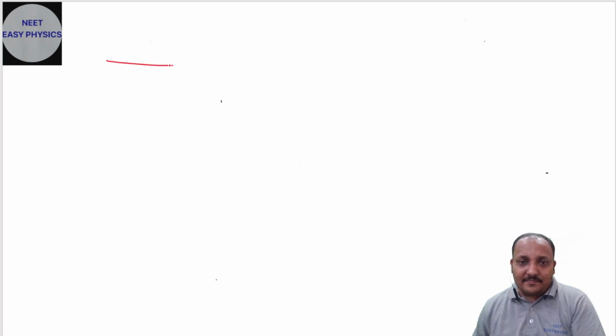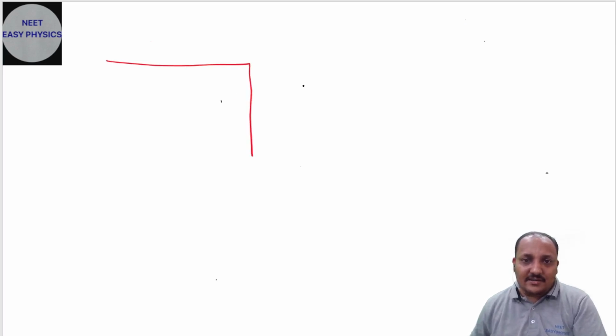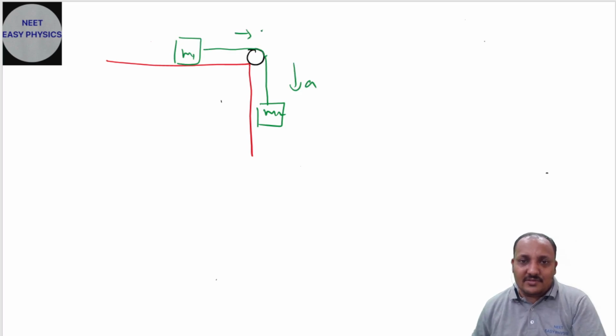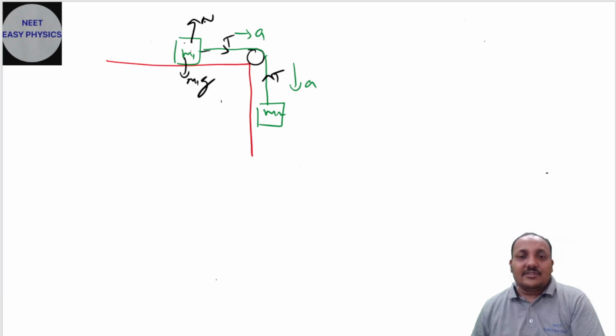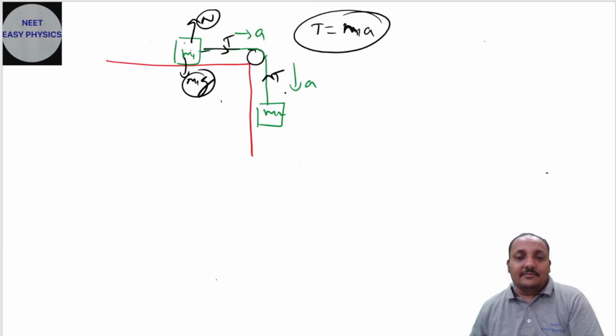Next, one object is suspended vertically, and another object is placed on a horizontal surface. Here it is M2, and here it is M1. M2 is moving downwards, M1 is moving towards the right. Now, on M1, how many forces are acting? One tensional force, normal reaction, and M1G. Therefore, N is always equal to M1G unless it is moving vertically. On the right side, the force acting is T. T is equal to the net force, M1A. Correct?